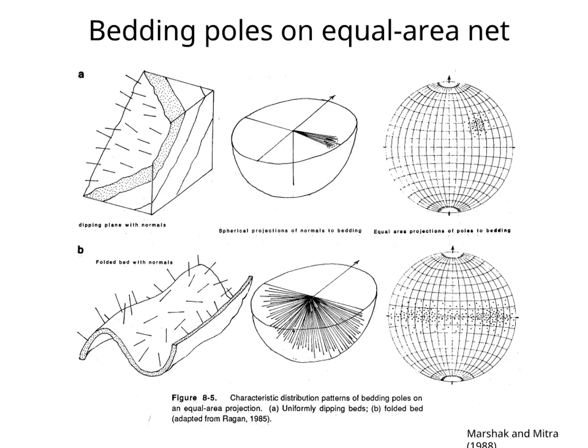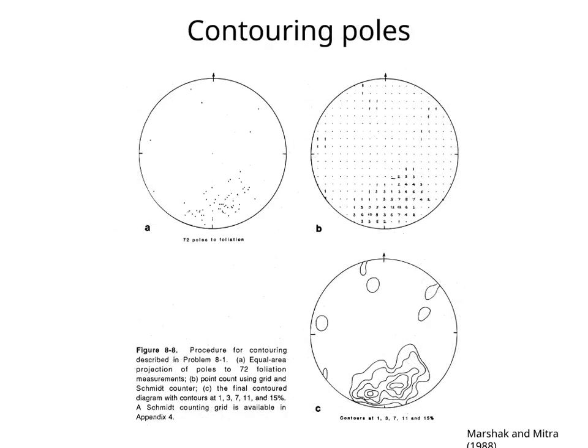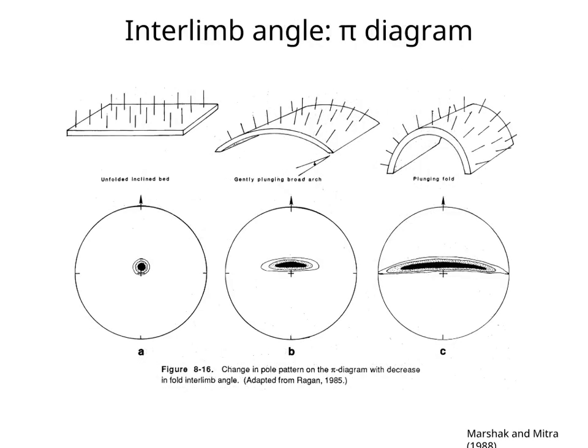On an equal area stereo net, bedding poles can be contoured as indicated here. In the old days, this was done manually using a grid and a counter. These days, it is mostly done using a computer program. These figures show the pie diagram for an unfolded, slightly inclined bed, a gently plunging and gentle fold, and a gently plunging and open fold. Notice how the contours to bedding poles change with decreasing fold interlimb angle.